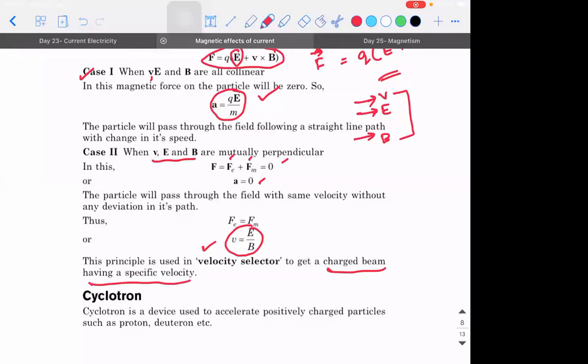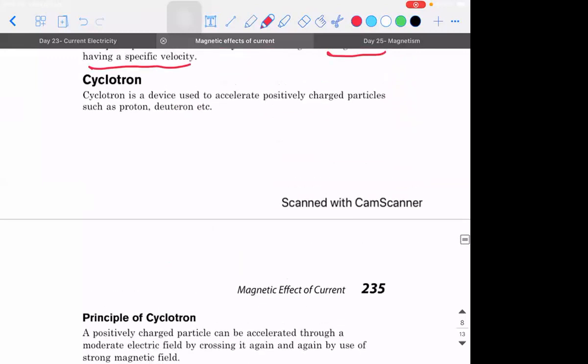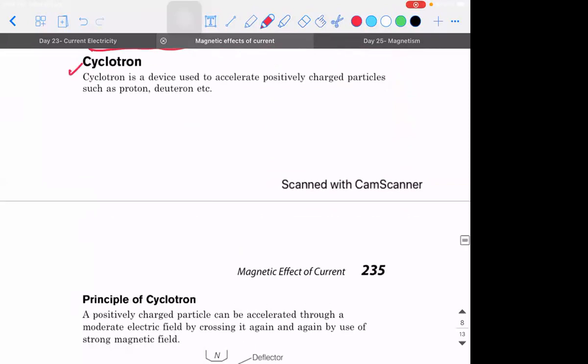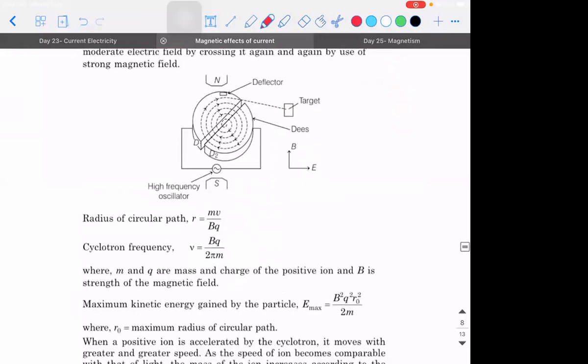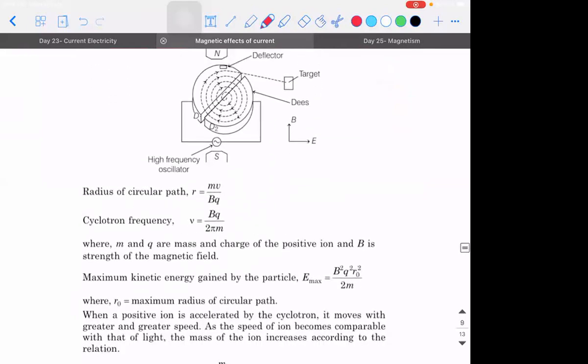Okay. We will see one more concept, then we'll start the problems. Then again we'll revisit the galvanometer concept. It was the cyclotron. The cyclotron principle you also know, right? All these D plates, I'm not going into much depth. When you take the particle, it is going to move in a spiral path like this.